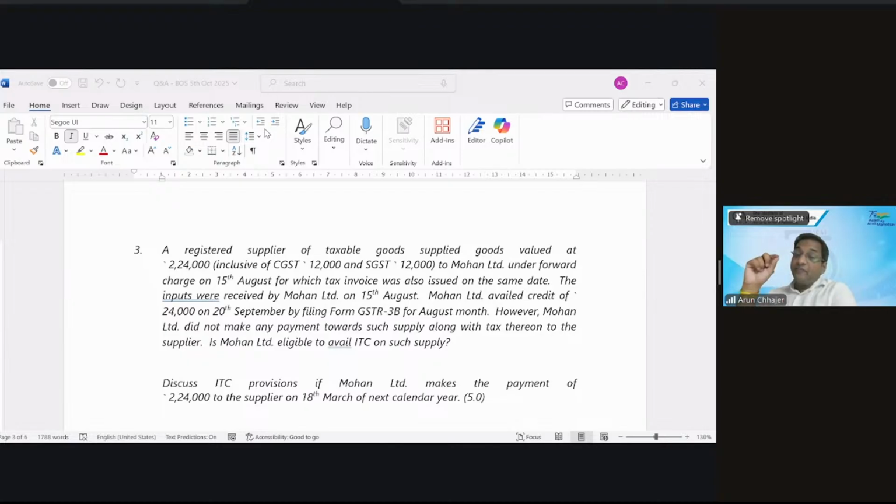Second point, if he does not make the payment within 180 days, then he will reverse the 24,000 along with interest at the rate of 18%. This part is not correct. He should pay the supplier within 180 days as per section 16(4). No, it is also the proviso to section 16 subsection 2 and rule 37. So if he fails to pay the supplier within 180 days, he needs to pay along with interest, right? Give me 1 minute. He needs to pay along with interest.